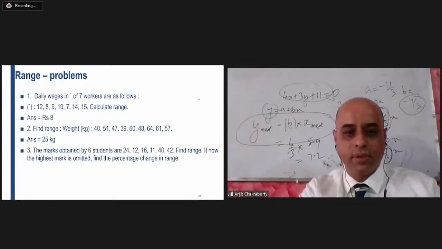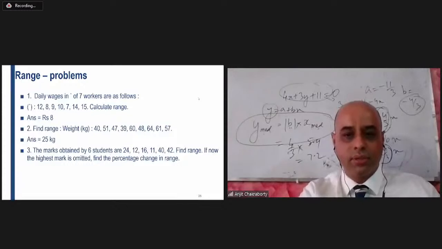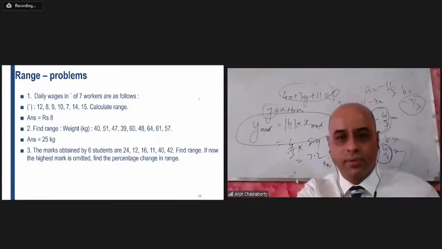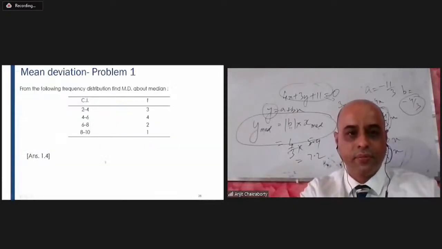Similarly, the third example on range, these are exam type questions. Just before we wrap up, just a few questions. Marks obtained is given: 24, 12, 16, 11, 40, and 42. Find the range. And this type of question, I think we just did this question. Yeah, so we have already solved it earlier.